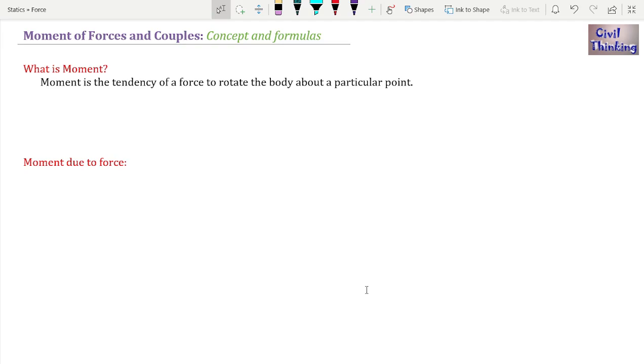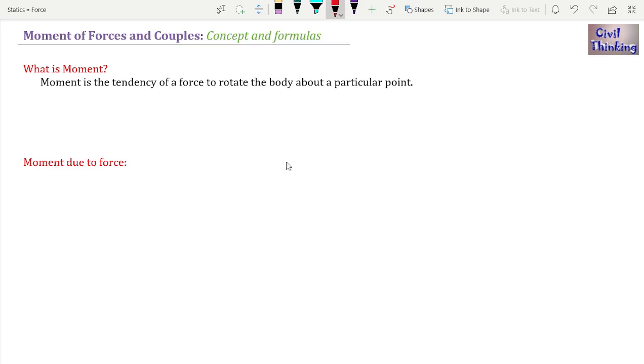Now coming to the topic, today's topic is moment of forces and couples. First of all, let us see what moment is. Moment is the tendency of a force to rotate the body about a particular point.